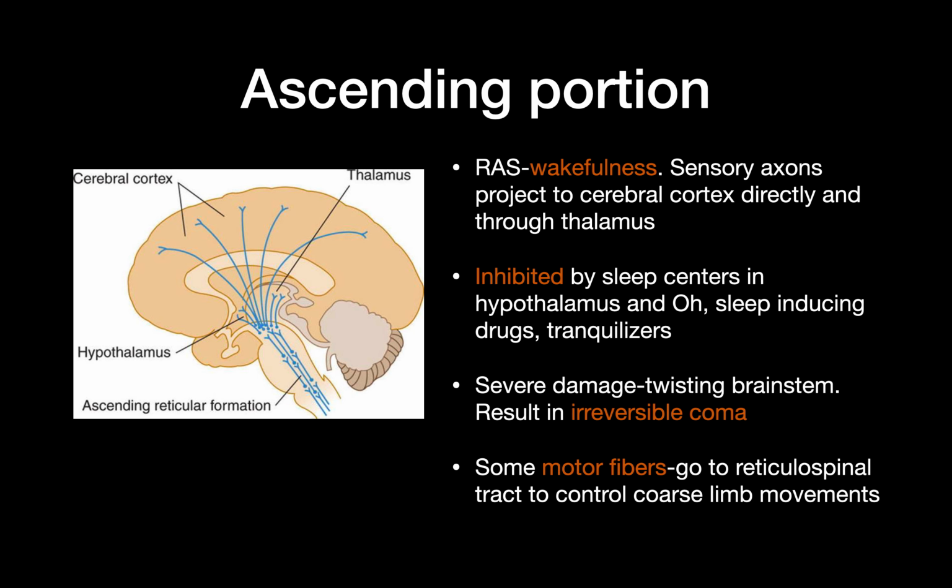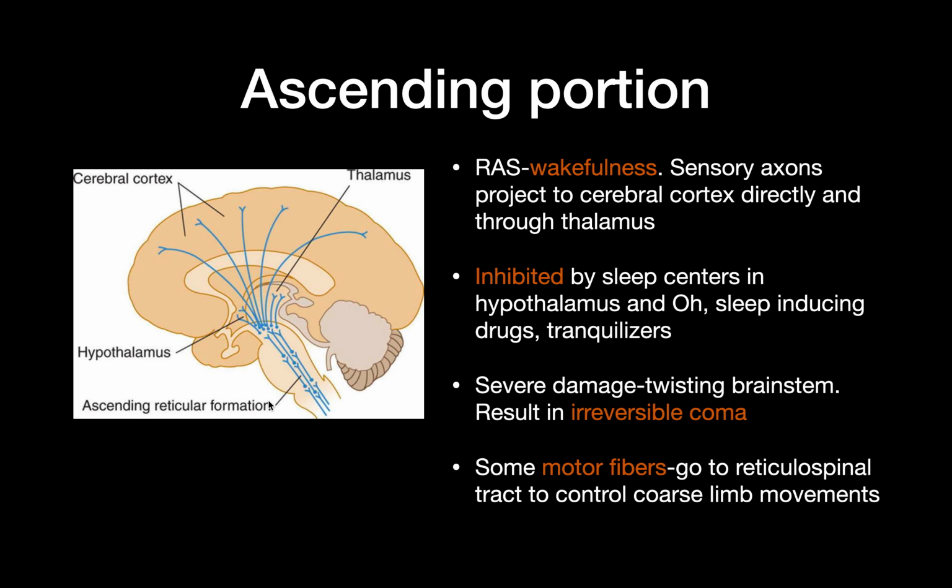The sensory axons are going to project to the cerebral cortex directly and through the thalamus. So as you can see here, kind of in a fan-shaped structure. It's inhibited by the sleep centers in the hypothalamus and by alcohol usage, along with sleep-inducing drugs and tranquilizers. Why alcohol? Because it's a depressant, so it's going to activate more of the inhibitory neurons, and it's going to depress the function of the excitatory neurons, so the wakefulness and alertness will go down.